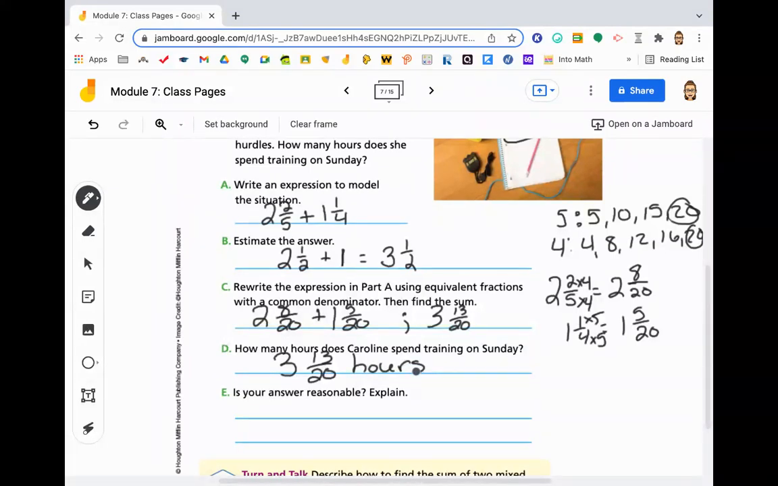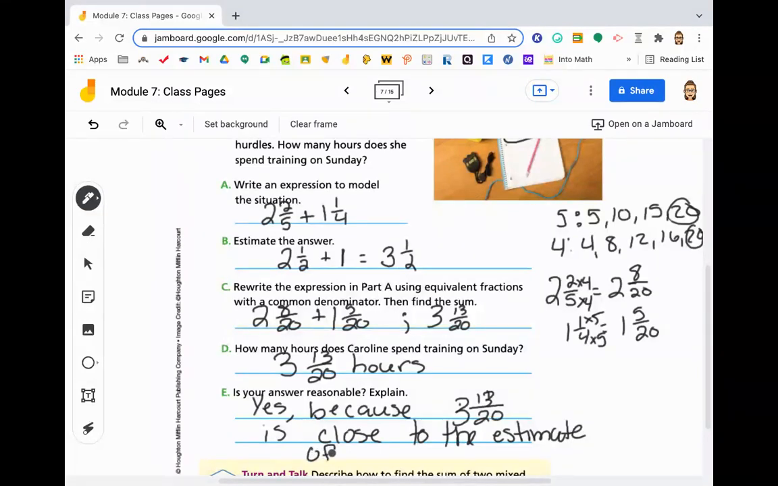So is our answer reasonable? I'm going to say yes, because 3 and 13/20 is close to the estimate of 3.5. And then we're going to turn to the next page.